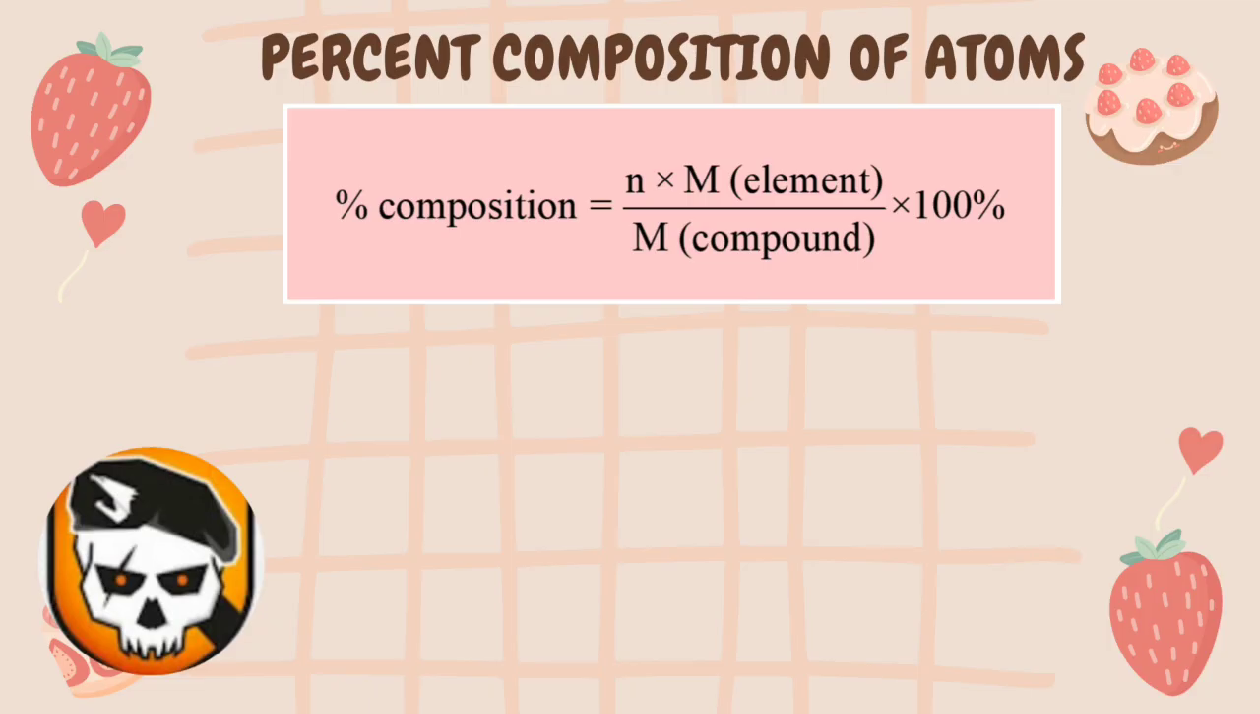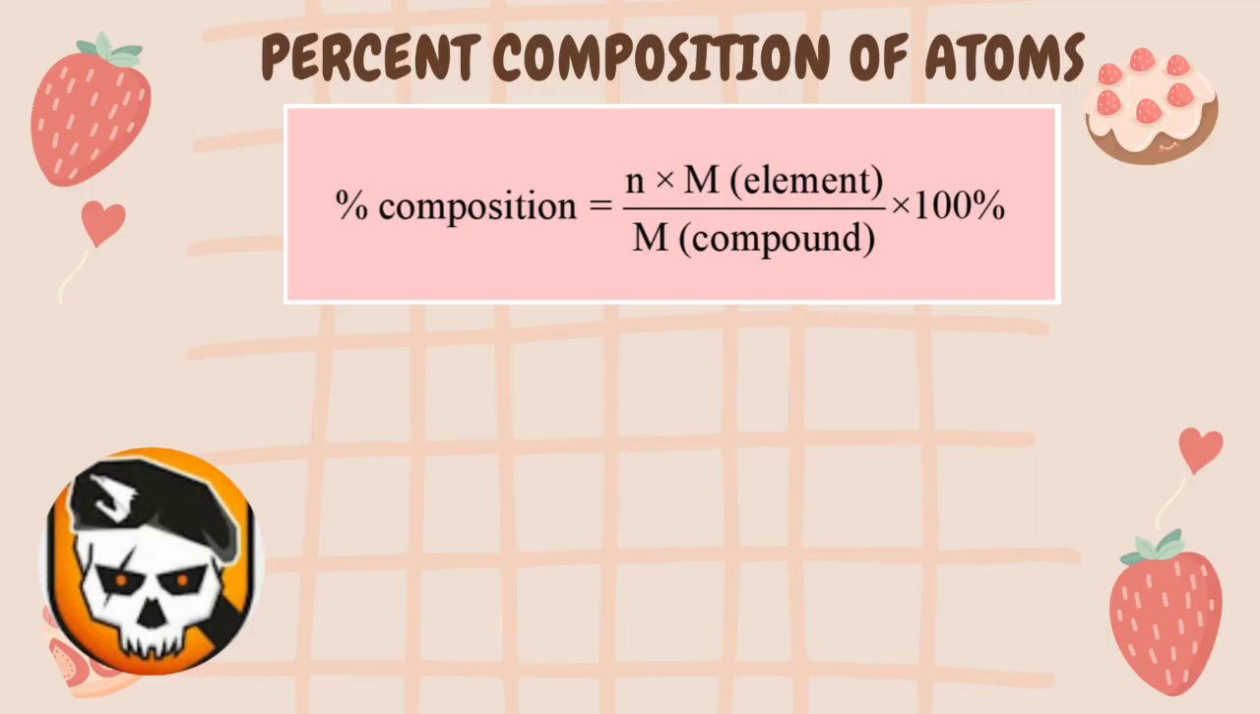Next is percent composition of atoms, and the formula is the percent composition equals n times M of the element divided by M of the compound times 100%. To find this, we first look at the chemical identity of the substance. We determine the weight of every single atom present and add them all together to find the total mass.